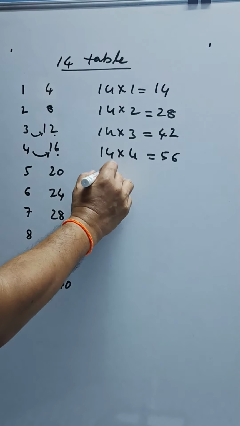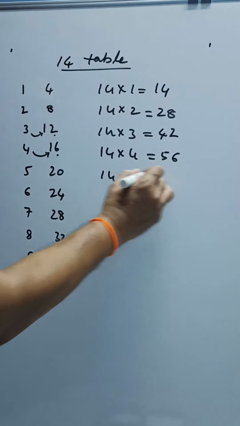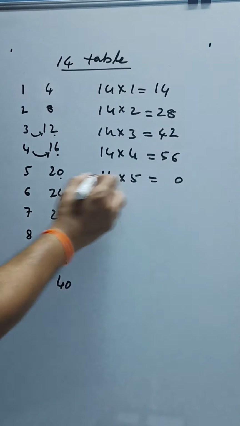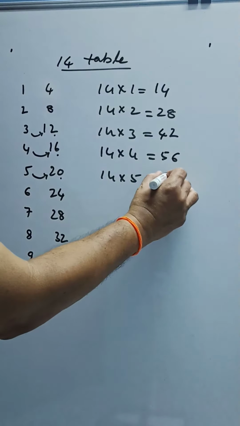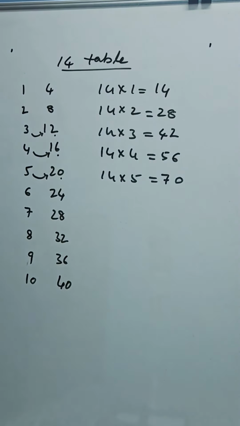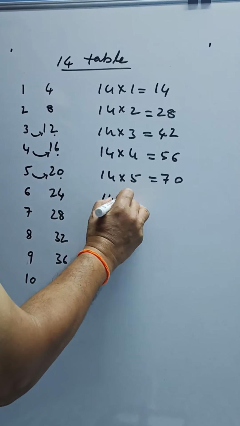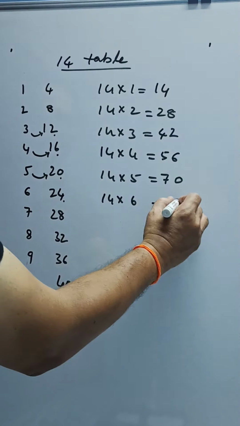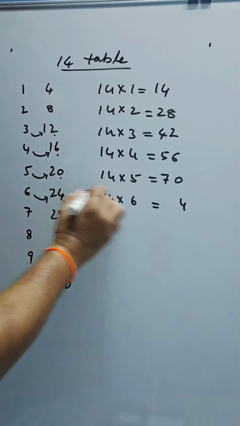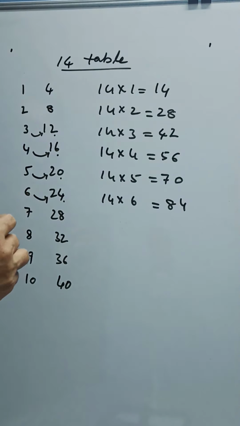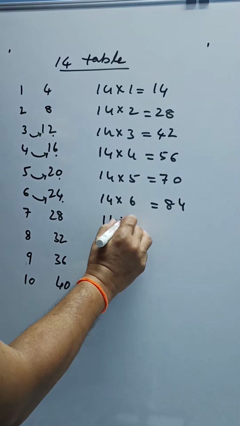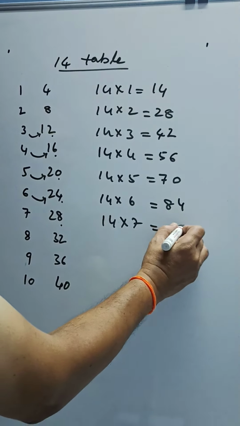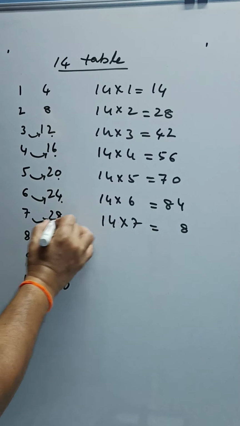14 fours are 56. 14 fives are, I want to write 0 in the ones place and 5 plus 2 is equal to 7. 14 fives are 70. To write 14 sixes, 4 in the tens place and 6 plus 2 is equal to 8. 14 sixes are 84. 14 sevens are 8 in the ones place and 7 plus 2 is equal to 9.